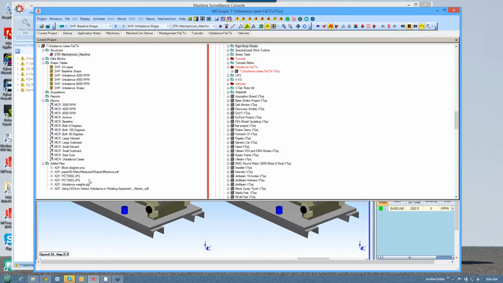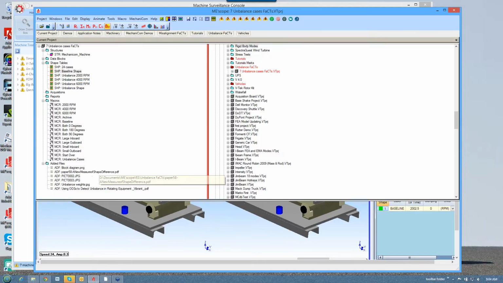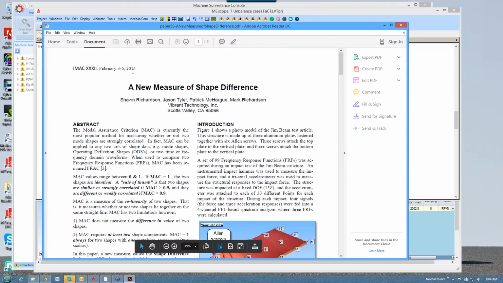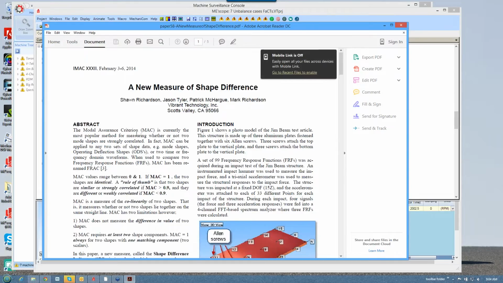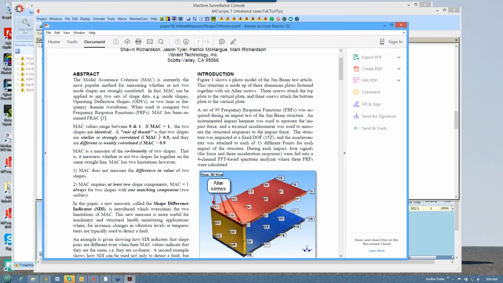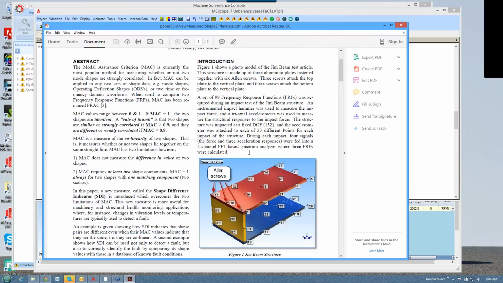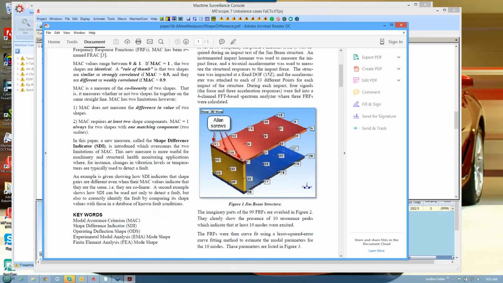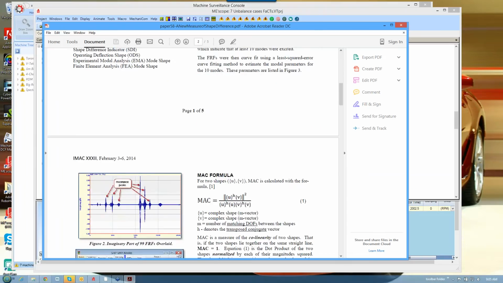Let's go look at these calculations. This is another tech paper that we wrote, and this one was a little bit later, 2014. So it's just a year old, where we described in a tech paper the SDI calculation, the shape difference indicator. It starts off talking about MAC. Now the example here is a little different, where we're comparing modal frequencies of this Jim beam structure. But it doesn't matter, these 2 numerical comparisons work on any 2 shapes.